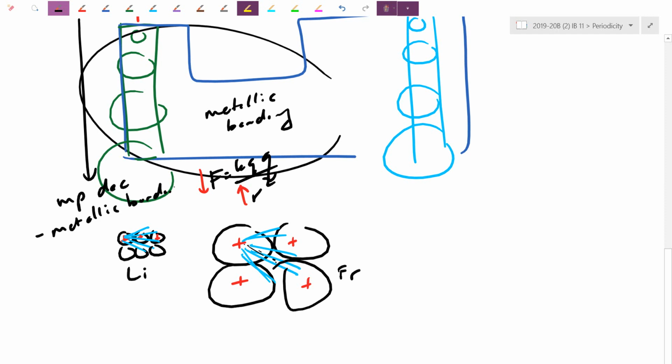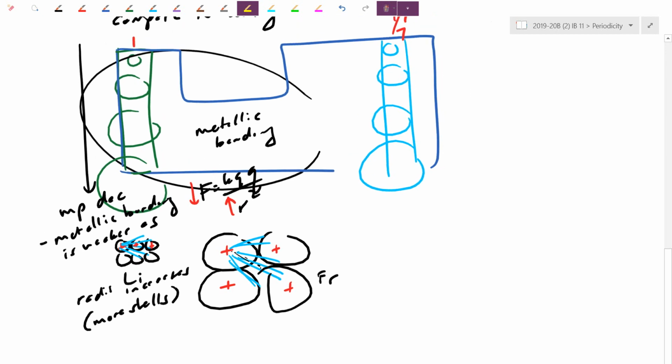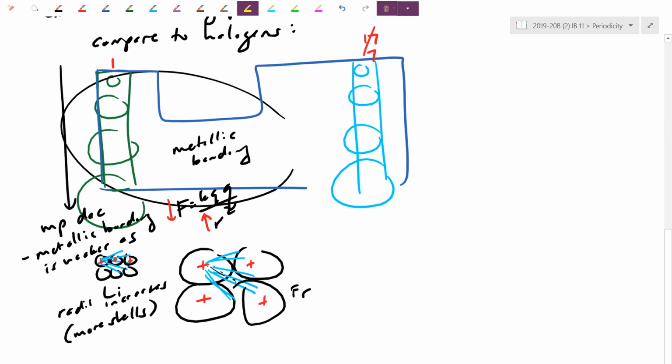Metallic bonding is weaker as radius increases. That's a reason. Okay, you can even qualify that radius increases because you have more shells. You can't give too much information. Just make sure everything that you write is consistent with each other.